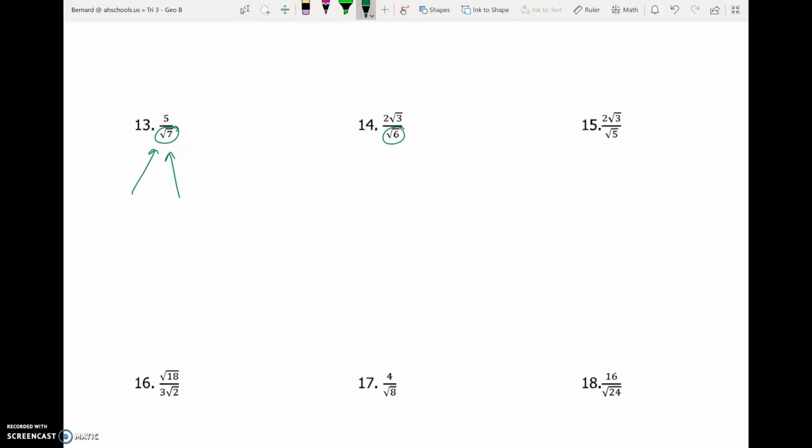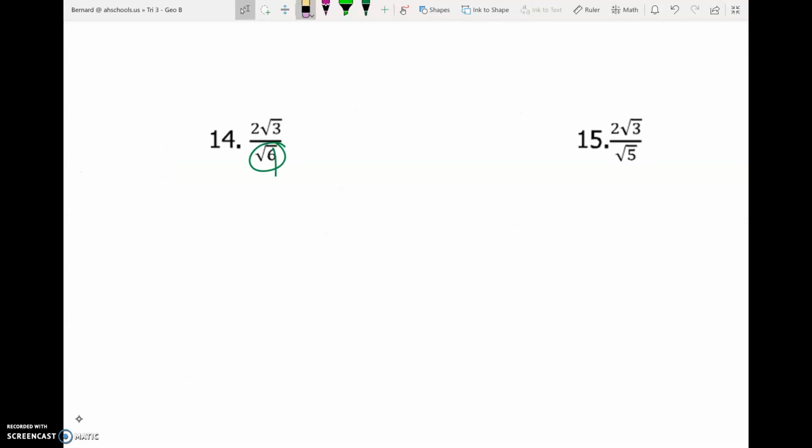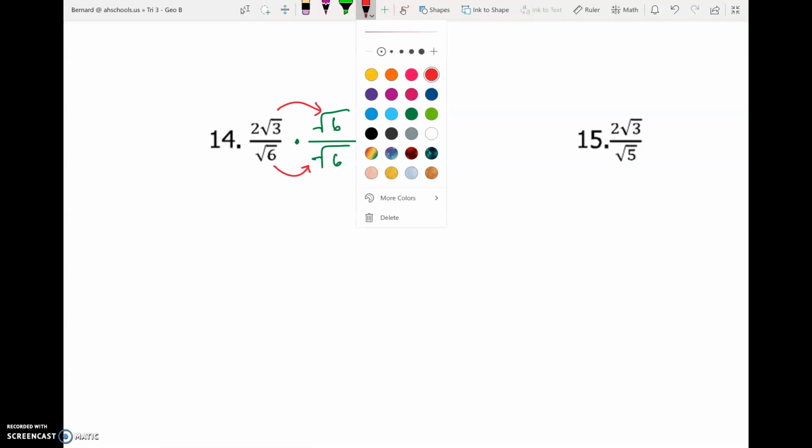And so we're going to recognize that there's a square root of 6 on the bottom, and so we're going to multiply by square root of 6 over square root of 6. If I can get my pen to start working. Here we go. So first thing we're going to do, multiply by square root of 6 over square root of 6. And just like always, when we multiply a couple fractions together, we're multiplying across. So bottom times bottom, top times top.